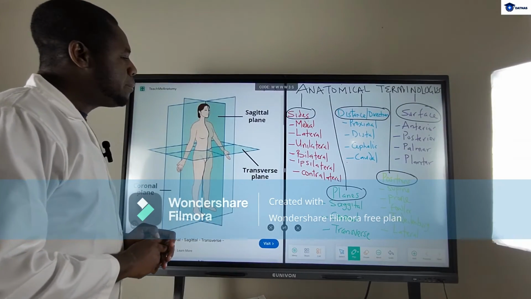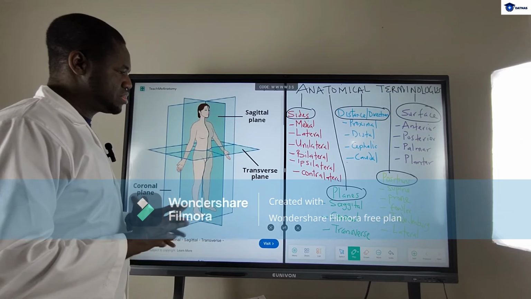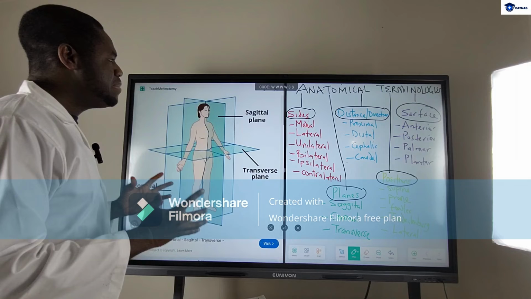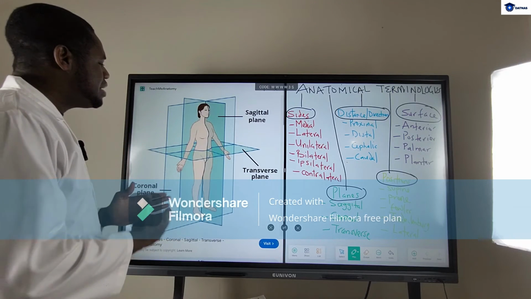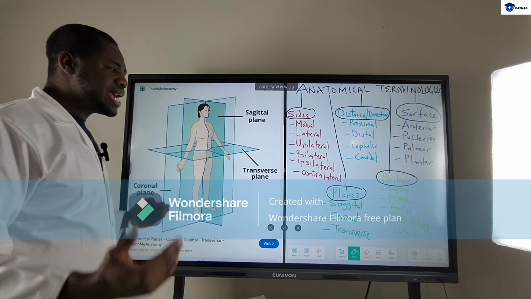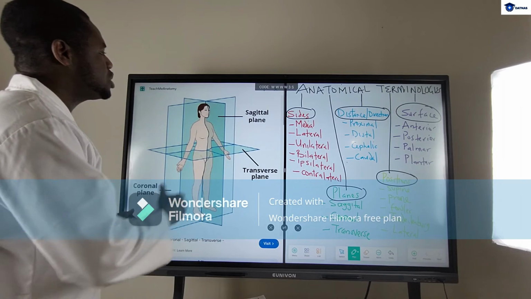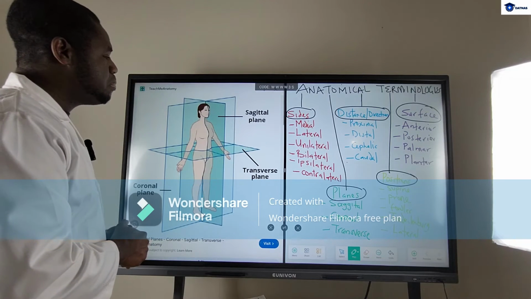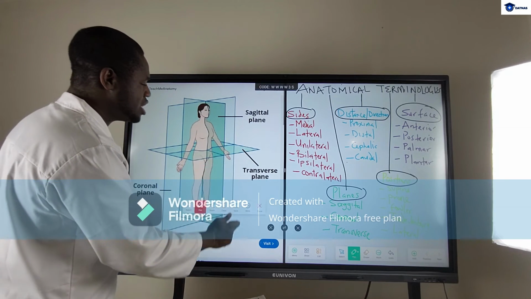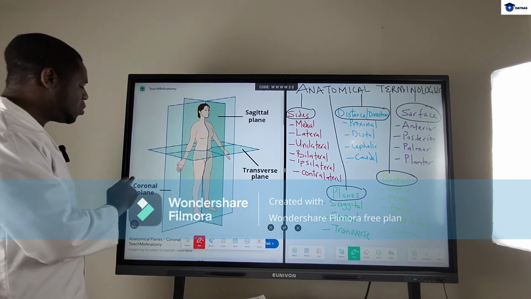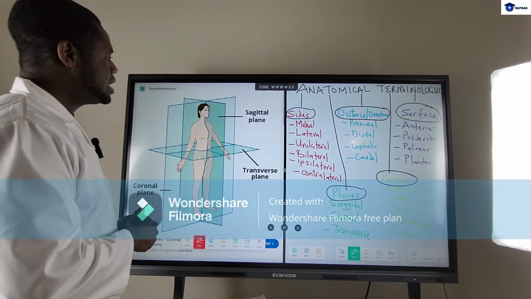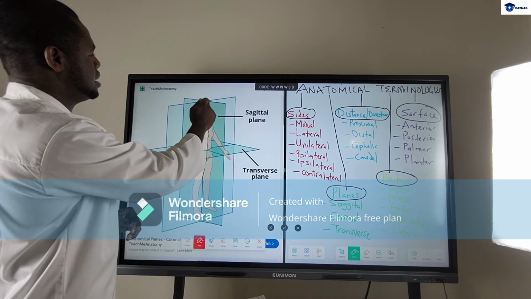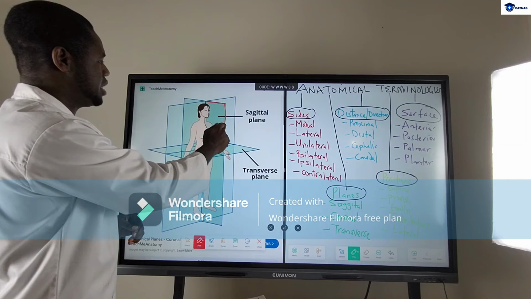Let's now discuss the planes of the body. There are three main planes that divide the body in different sections. We have the sagittal plane, the transverse plane, and the coronal plane. The sagittal plane is this. You can see this is the sagittal plane.